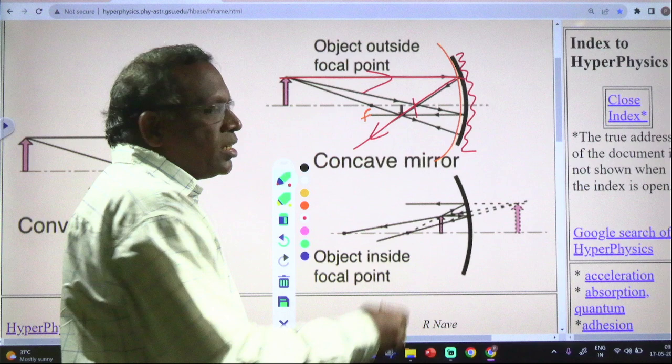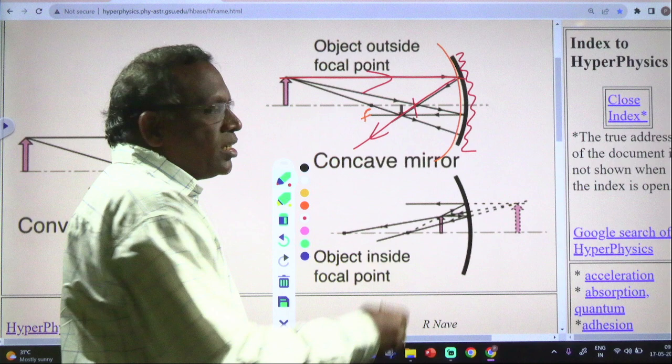Let us take another case. Now the object is at the focus. If the object is at the focus, where is the image going to be formed? If the object is at the focus, the image is formed at infinity.